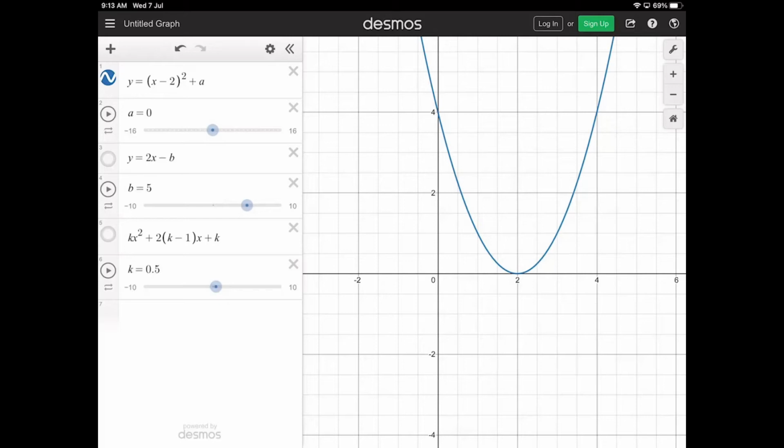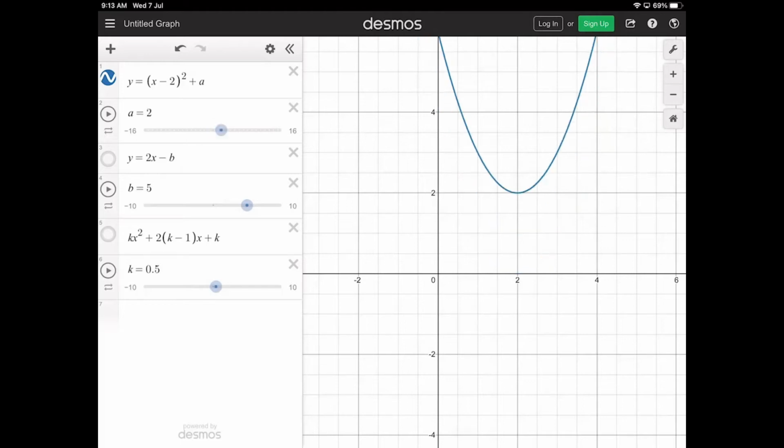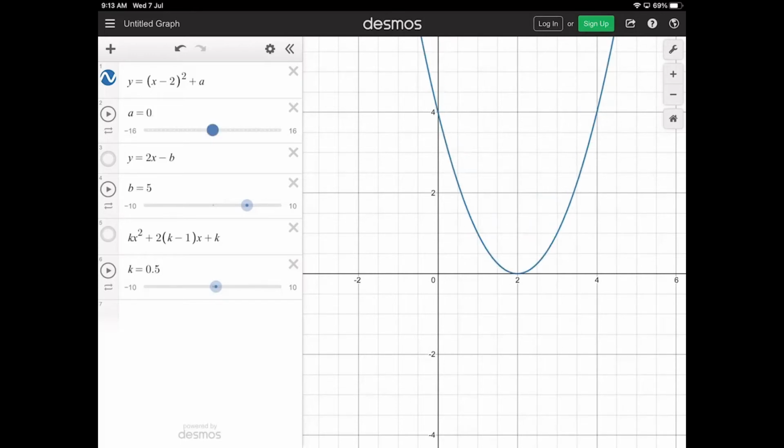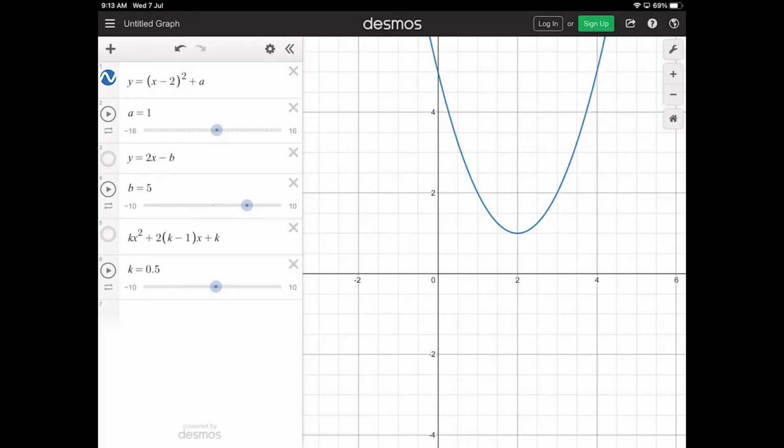And finally, if I take a value for a that was greater than 0, not equal to, greater than 0, you can see the graph's going to move up away from the x-axis. And you can see that we aren't going to get any solutions. Because remember, the solutions are where the graph is equal to 0. So you can visually see here, for any value that a is greater than 0, we are not going to get any solutions.